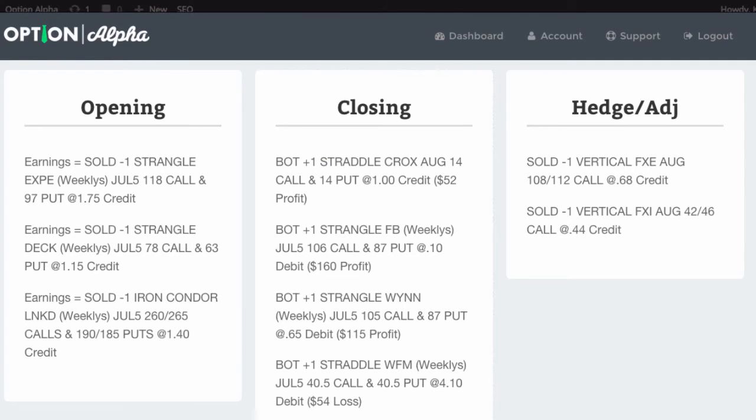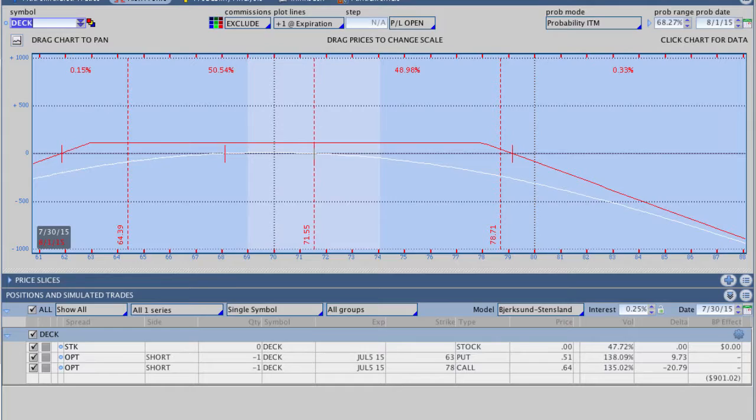And then the last one was LinkedIn. LinkedIn was obviously one of the big name ones. I'm glad we got into it. We did a very nice wide iron condor, much further than the expected move on either end. And on the top side, we sold the 260, 265 call spread. On the bottom side, the 190, 185 put spread still was able to take in a $1.40 credit for LinkedIn.